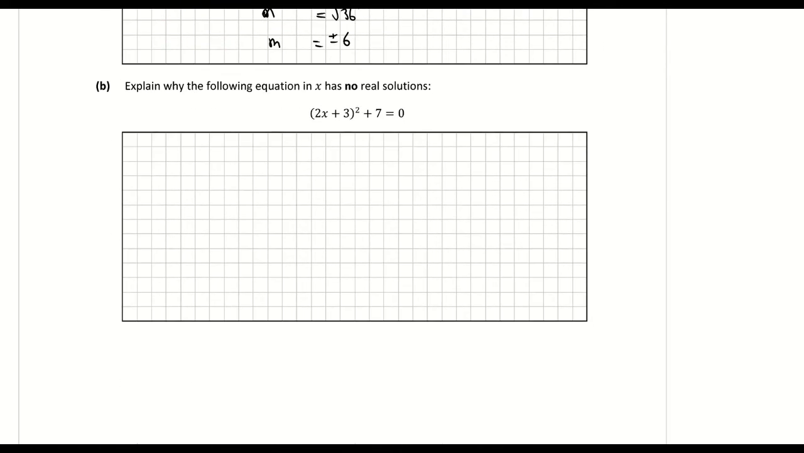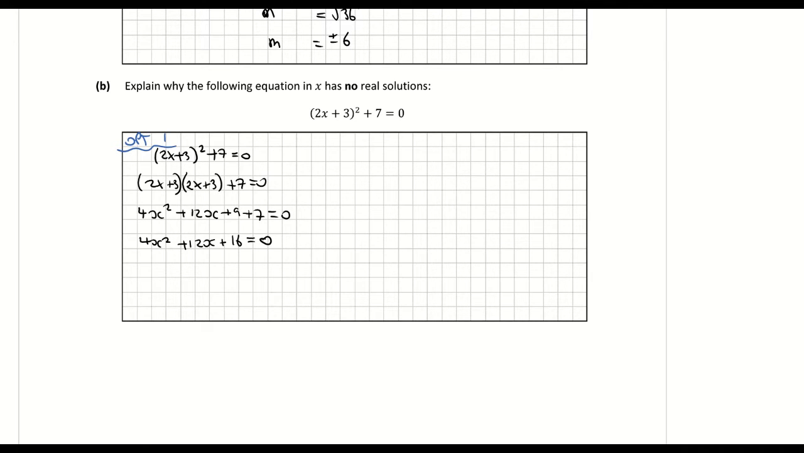Looking at part B to that question 1, explain why the following equation in x has no real solutions. A couple of ways we could do it. Let's look at option 1 first of all, and I'm going to link it here to the discriminant, in fact. So I'm going to go about it the same way. So the first thing I could do is I could multiply out this square. So that means I'm multiplying it by itself. So 2x plus 3 times 2x plus 3, and don't forget to add in the 7 then. When I multiply that out, I get 4x squared plus 12x plus 9 plus 7 is equal to 0, which is 4x squared plus 12x plus 16 is equal to 0.